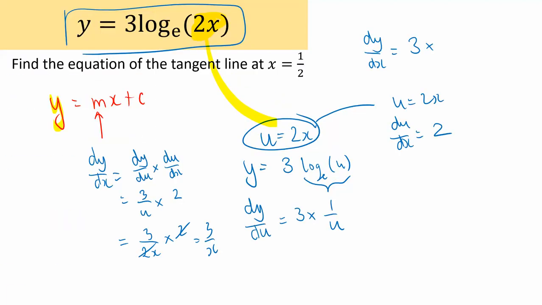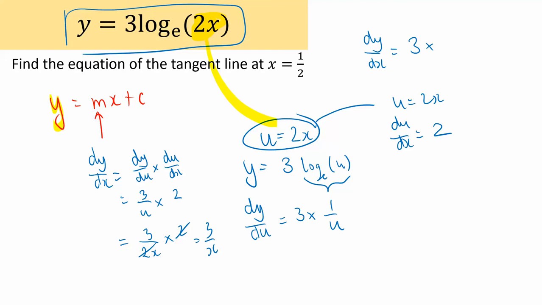Now, the problem with that is you still don't know where. I've just found the gradient formula, but I know that x has to be a half. I want to know what the gradient is when x is a half. Now I purposely chose log because it's got a lot of fractions and I wanted you to work with fractions and negatives.